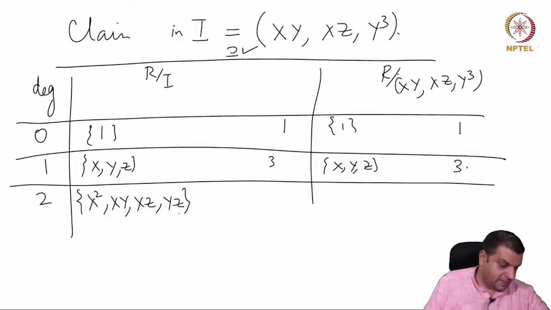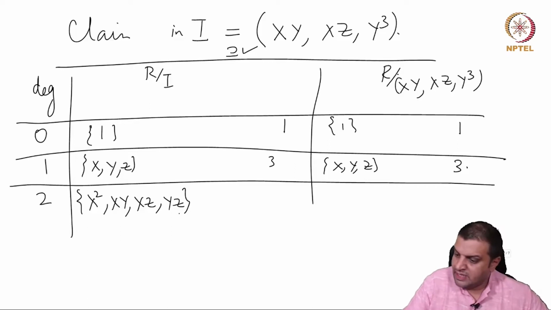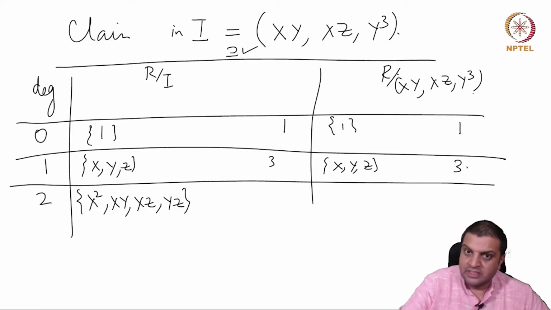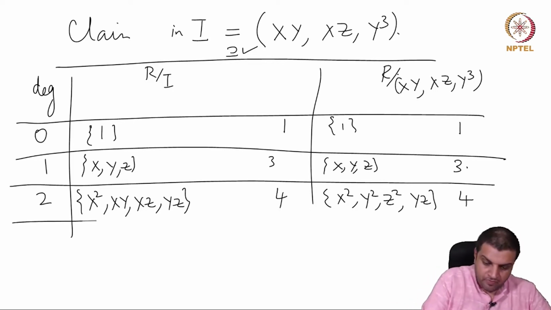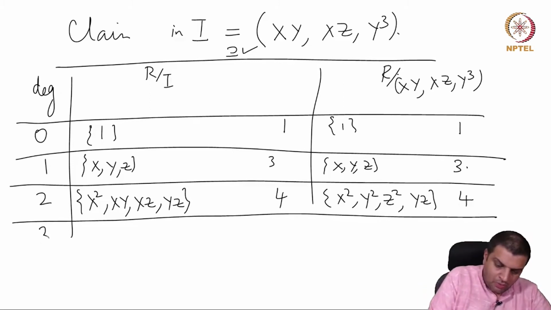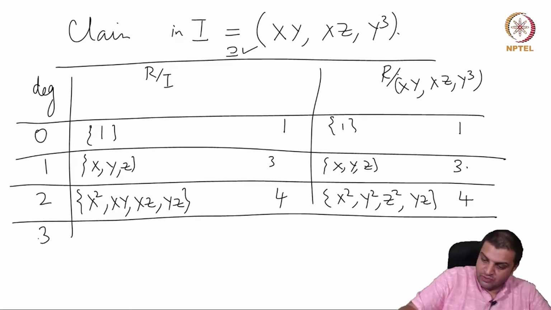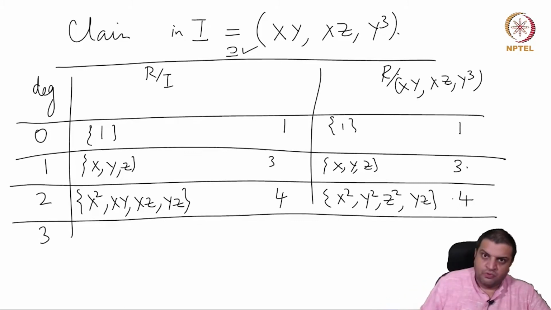So that's actually independent. Then we can check what is in degree 2, what are the monomials not divisible by the leading terms. That is also x squared, y squared, z squared and yz, 4. So both Hilbert functions are 4. I'll just do one more degree and then we'll see that it is 1, 3, 4, 4, 4, 4 and similarly 1, 3, 4, 4, 4, 4.